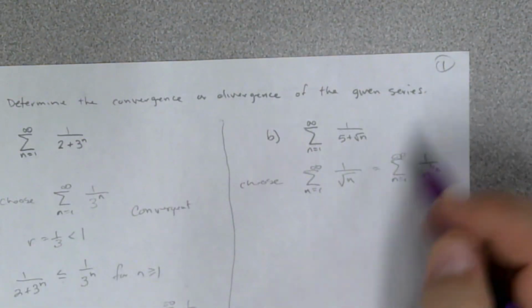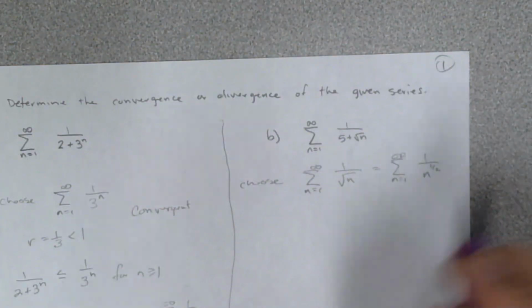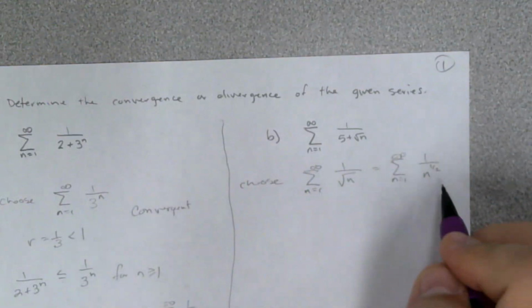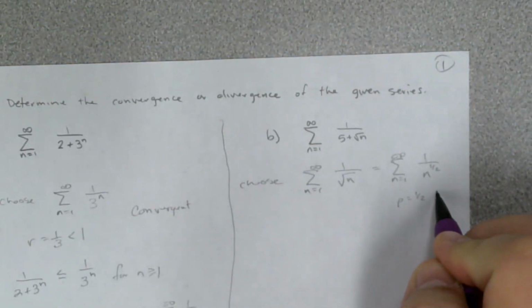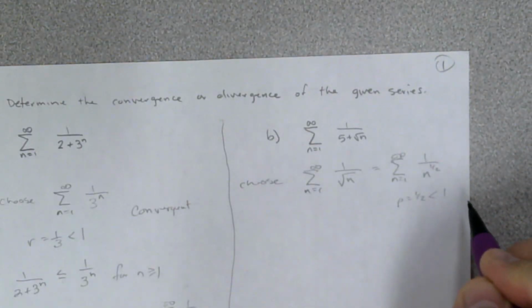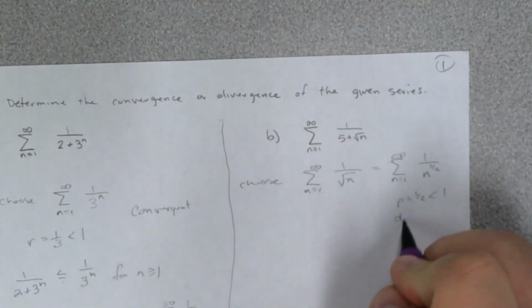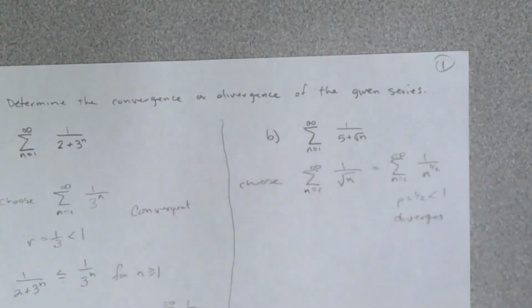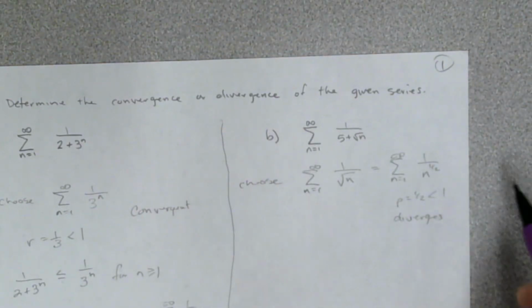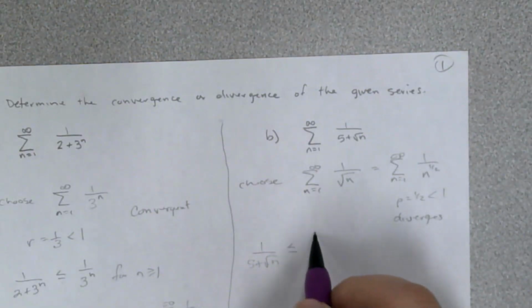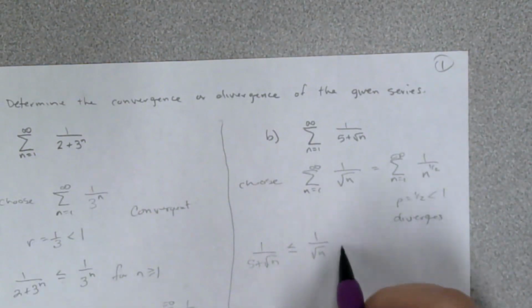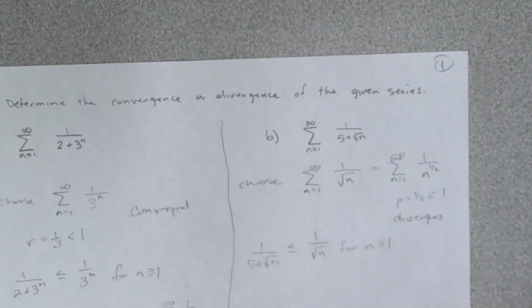So this right here is a p-series, okay? And I can see that our p is equal to 1/2, which is less than 1, which means this series is going to diverge. Okay? Now we're going to compare to ours. So I know that 1 over 5 plus the square root of n is always going to be less than or equal to 1 over the square root of n for n greater than or equal to 1.